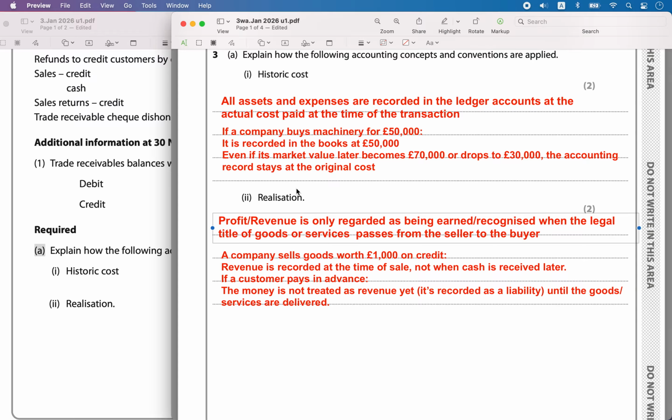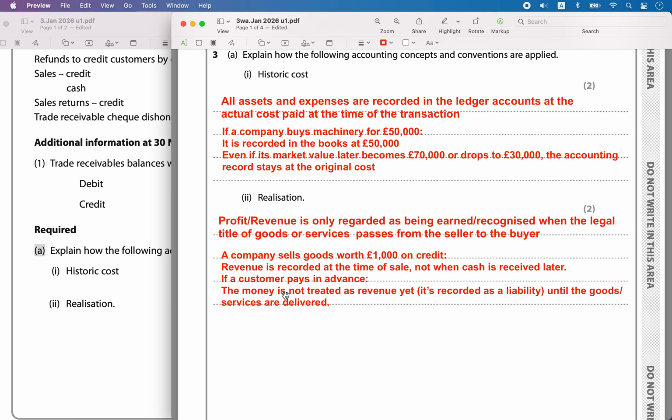Then the second one is the realization concept. It is an accounting concept. Here it states that profit or revenue is only regarded as being earned, or recognized, when the legal title of goods or services passes from the seller to the buyer. What does that mean? For example, a company sells goods worth £1,000 on credit. Revenue is recorded at the time of sale and not when the cash is received later.